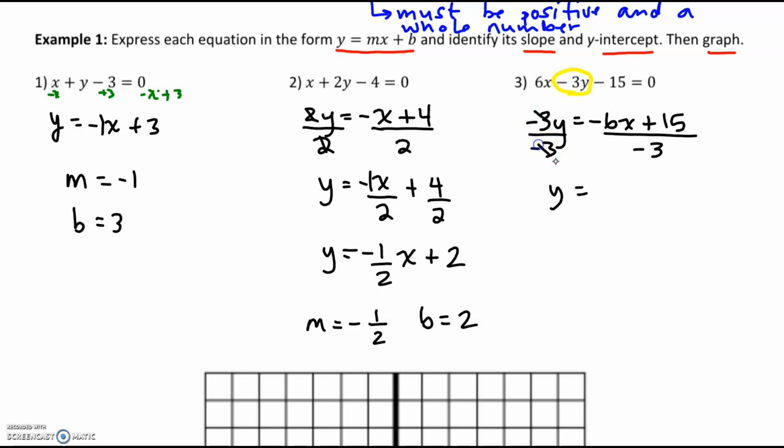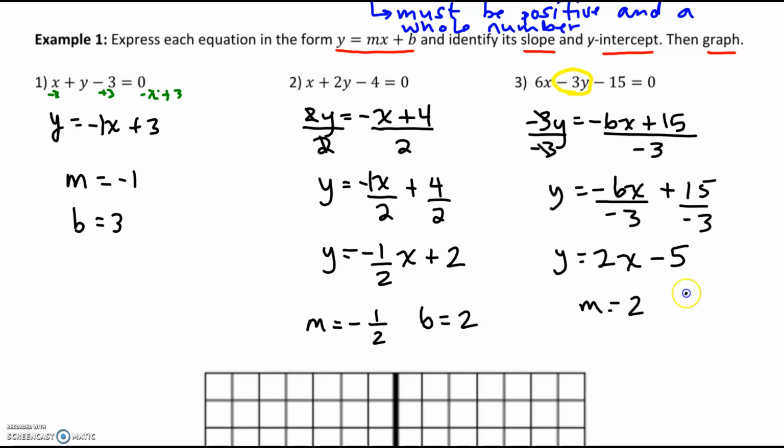Negative 3 goes into negative 3 once. And I'll now rewrite this so I can see that it's negative 6 divided by negative 3 plus 15 divided by negative 3. So I'm going to simplify. Negative 6 divided by negative 3 is a positive 2x, and 15 divided by negative 3 is a negative 5. So I'm going to state my m and state my b.